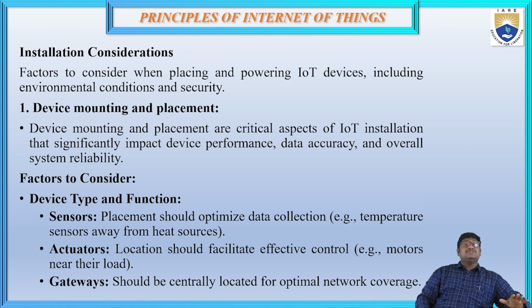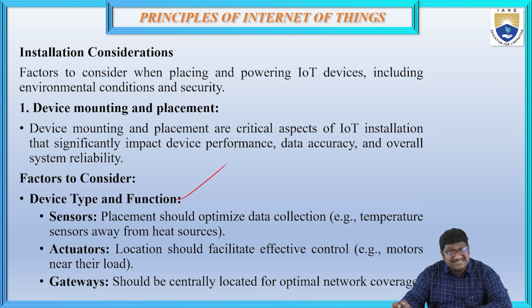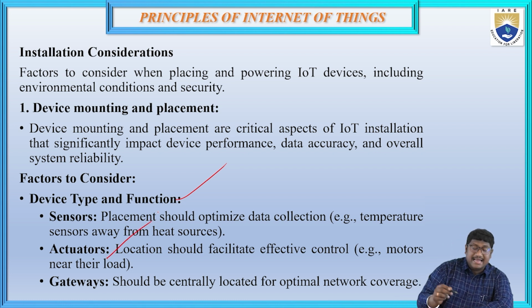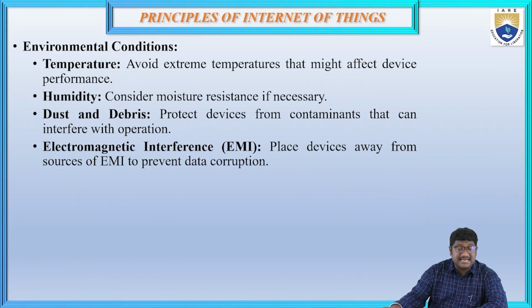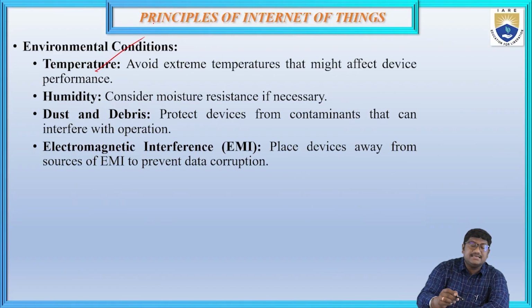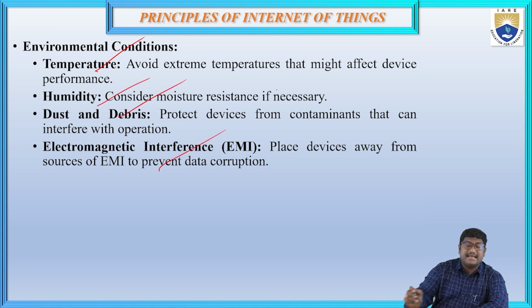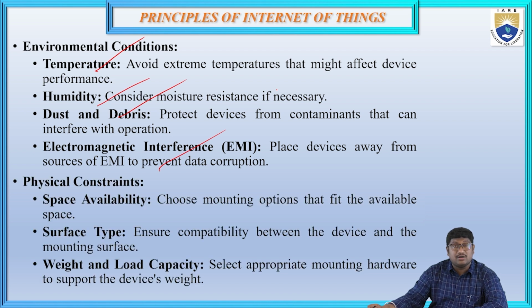And what are the factors which have to be considered? Factors such as device type and function. What sensors exist, for example a temperature sensor for heat sources, which optimizes the data collection. Coming to actuators, which should be located for effective control, and gateways, which should be centrally located for an optimized network. Coming to the next, environmental conditions: extreme temperature and humidity should be avoided, we need to consider weather resistance if necessary, dust, and electromagnetic interference. These are the environmental constraints.